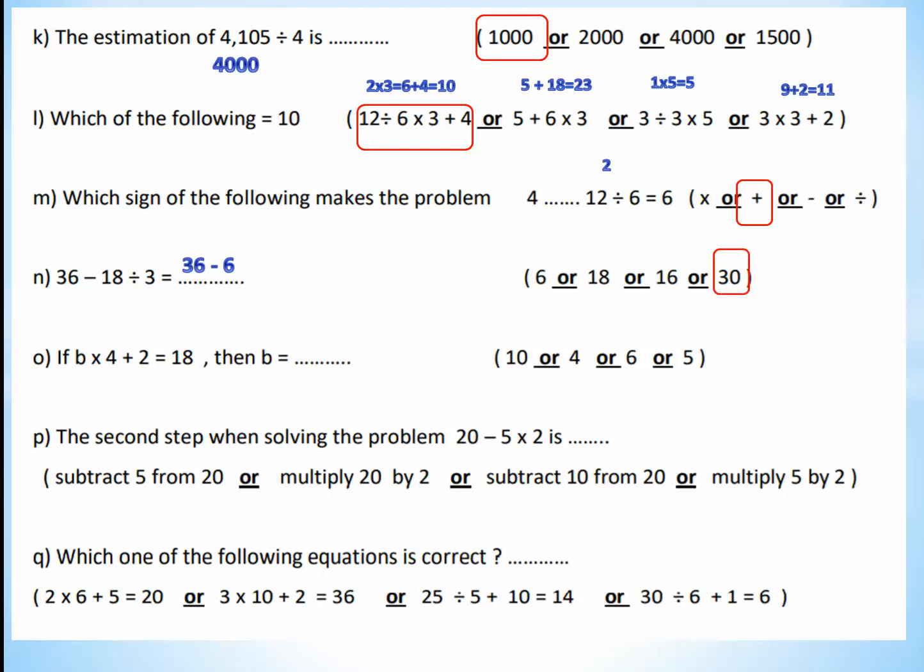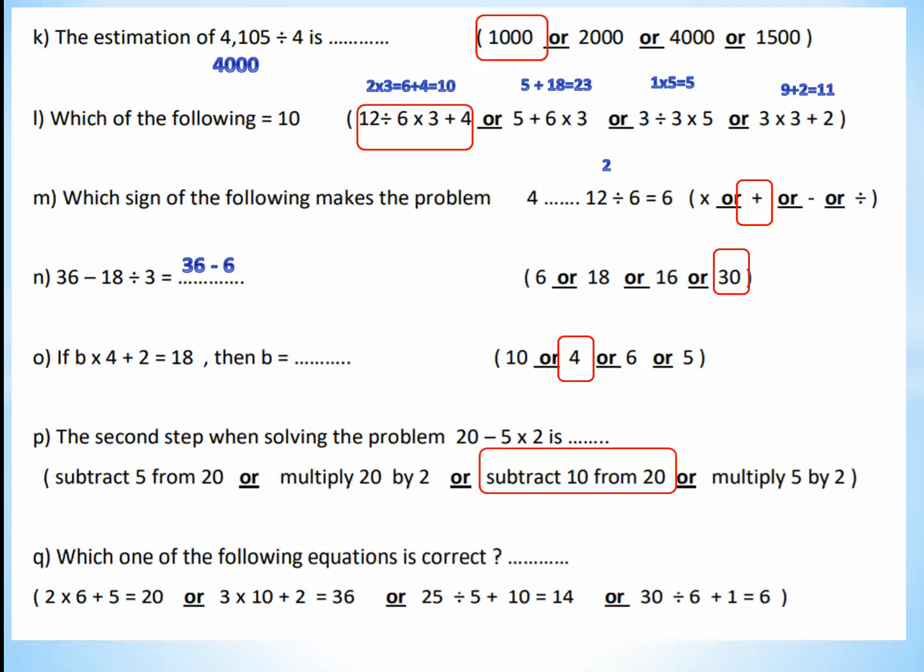B times 4 plus 2 equal 18. We're looking for number which multiplied by 4 give us 16. Because 16 plus 2 equal 18, so it will be 4. The second step when solving the problem: we know that the first step is to multiply 5 times 2 equal 10. Second step, subtract 10 from 20.